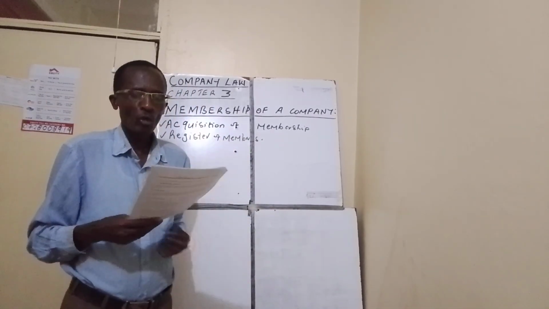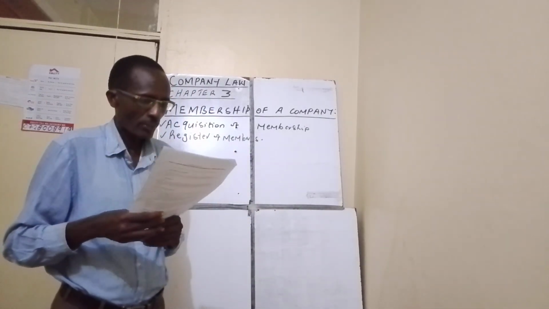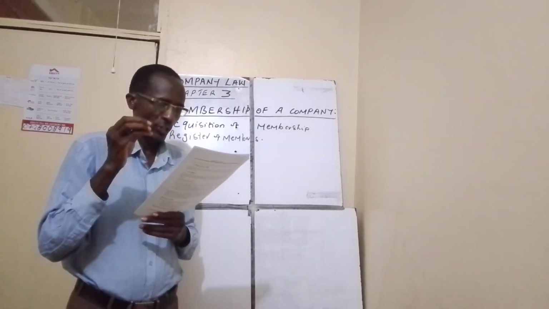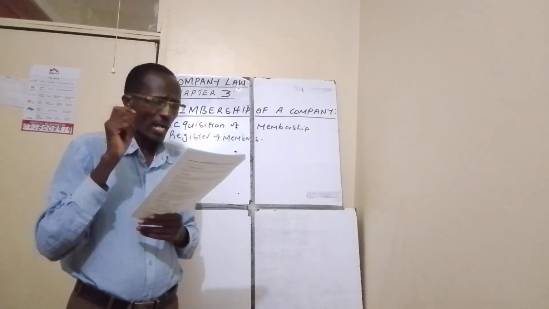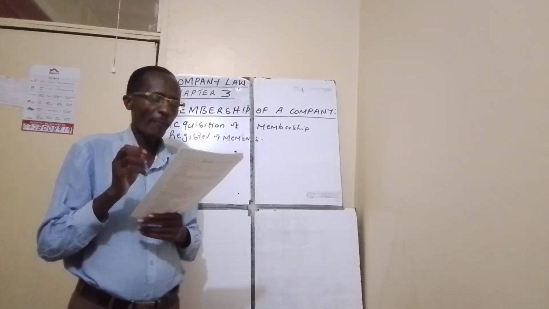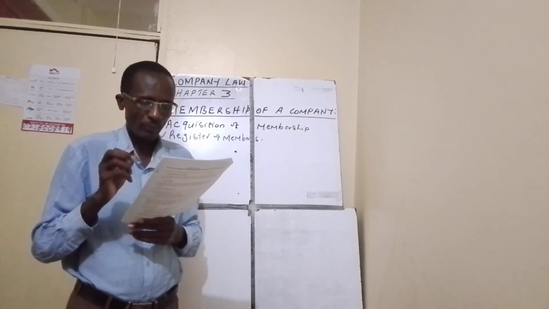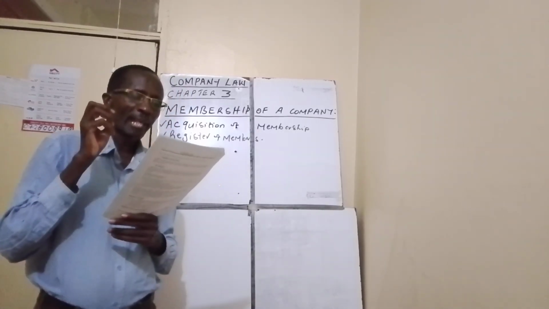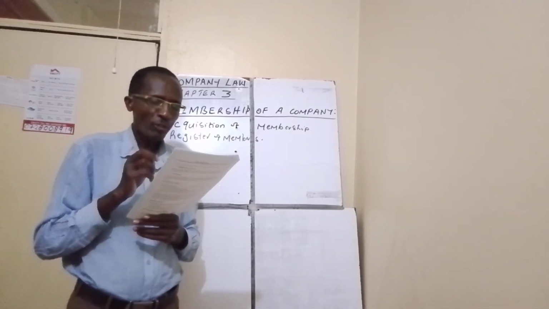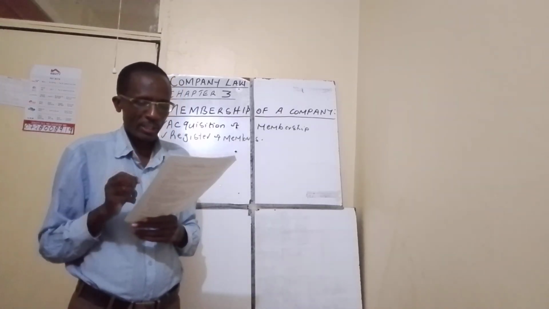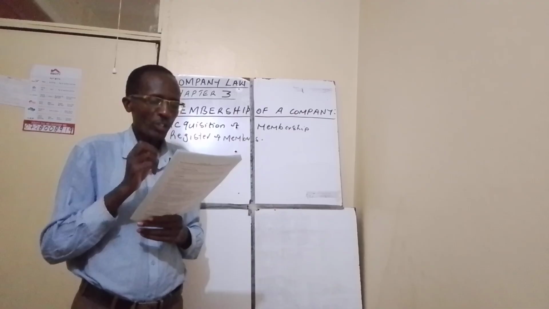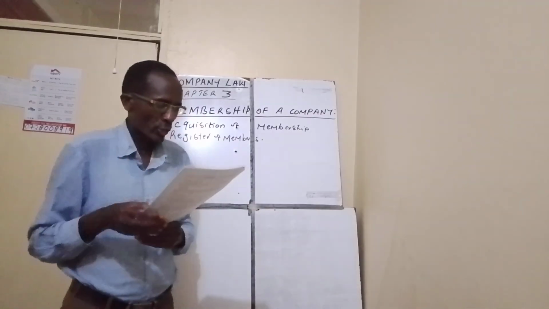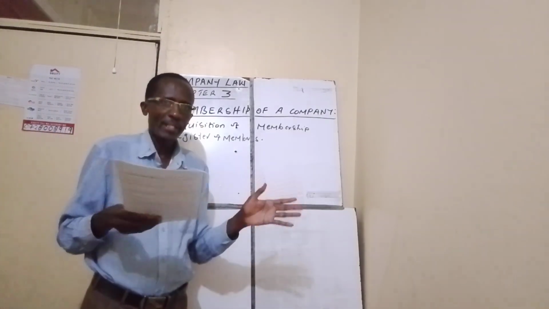Next is closure of the register. Under Section 117, the company may by notice in some newspaper circulating in Kenya or in that part of Kenya in which the registered office is situated, close the register of members for such time or times not exceeding an aggregate of 30 days in a year. So you can just close that register maybe for those days, not more than that.